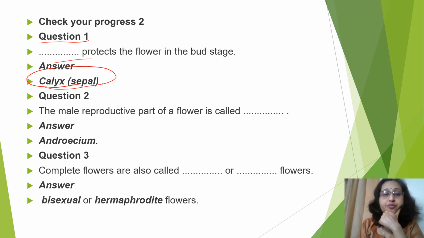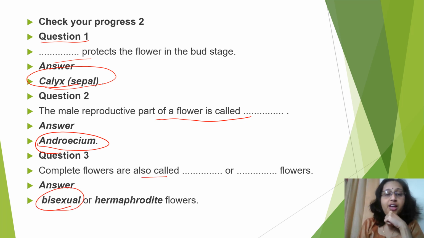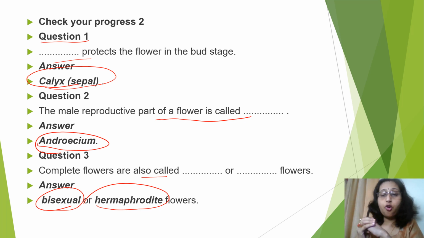The male reproductive part of the flower is called the androecium. Now, complete flowers are also called a bisexual flower or a hermaphrodite flower. Is it clear to everyone? These are all the basic questions which you have already done in your lesson. Just a quick revision to help you brush up on the lessons you have already done. So let us move on fast.